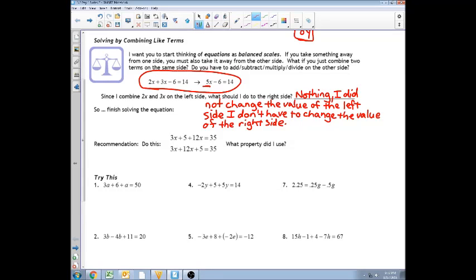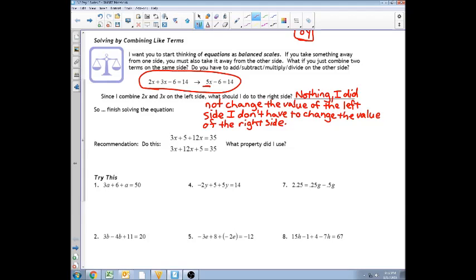Basically what I mean by that is I did not do the opposite operation in order to move it across the equal sign. Okay, so really all I did is just combined and made it cleaner on the left-hand side. I did not subtract 2x from the left side, so I did not have to subtract 2x from the right side. Recommendation is to do it this way.